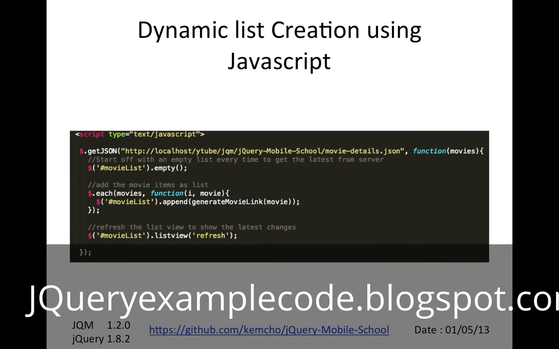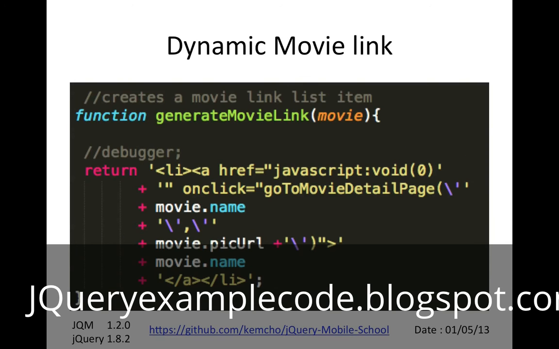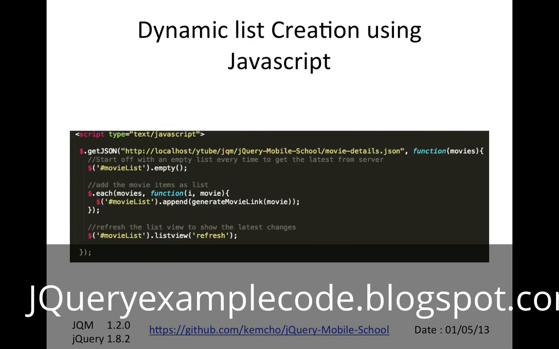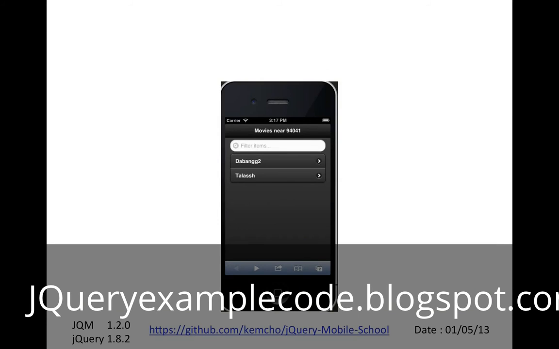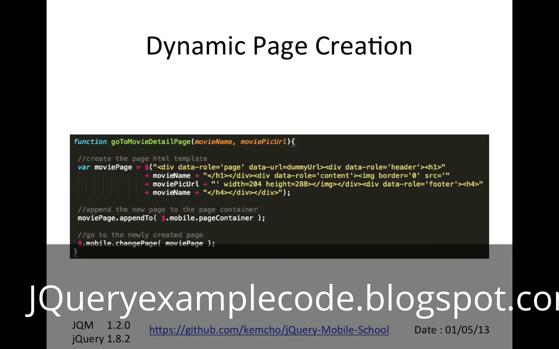So basically what we did was we took out all the HTML that we had hand coded and put it in this function, generate movie link. Every time this is called, it iterates over the object, so we don't have to manually hand code it. So now we have 2 movies.